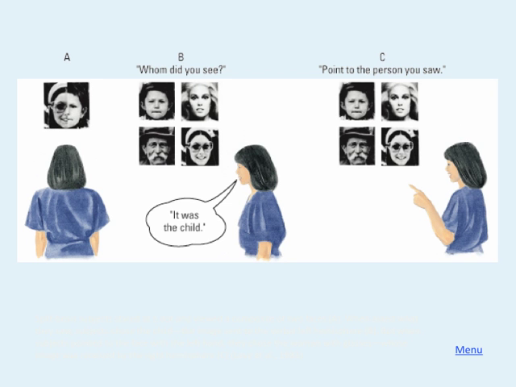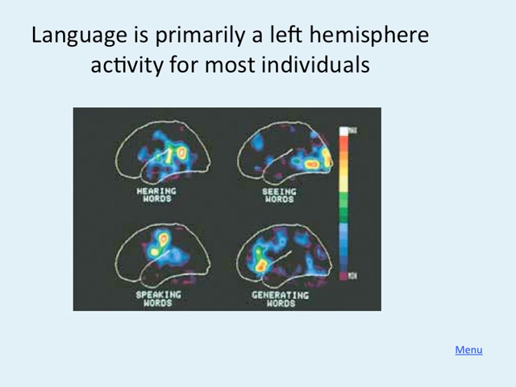Okay? If we show a person, what do they see? This person with split brain is going to be able to point to the one person they see. The person I saw was you. Alright, language is primarily a left hemisphere activity for most individuals. Hearing words, seeing words, generating words, and speaking words are all calculated by different parts of our brain.